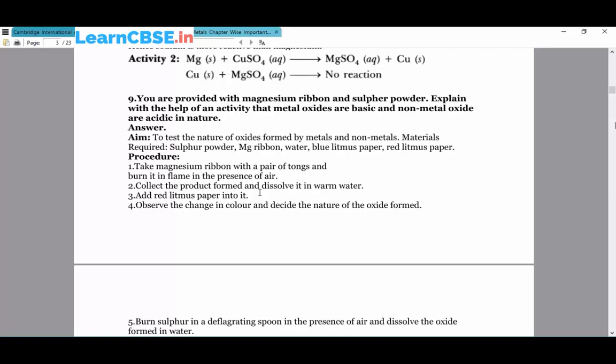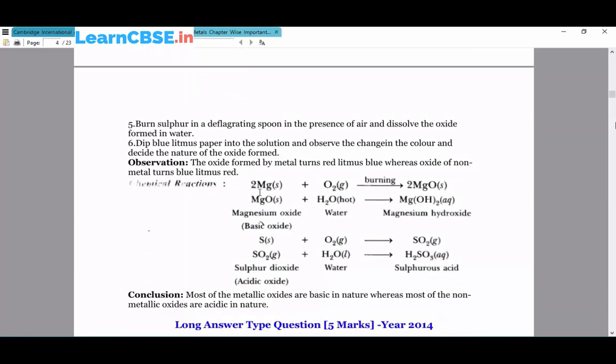Add red litmus paper into it. Observe the change in color and decide the nature of the oxide formed. Burn sulfur in a deflagrating spoon in the presence of air and dissolve the oxide formed in water. Dip the blue litmus paper into the solution, observe the change in color and decide the nature of the oxide formed. Observation: the oxide formed by the metal turns red litmus blue, which indicates that it is basic in nature, while the oxide of the non-metal turns blue litmus red, which indicates that it is acidic in nature.